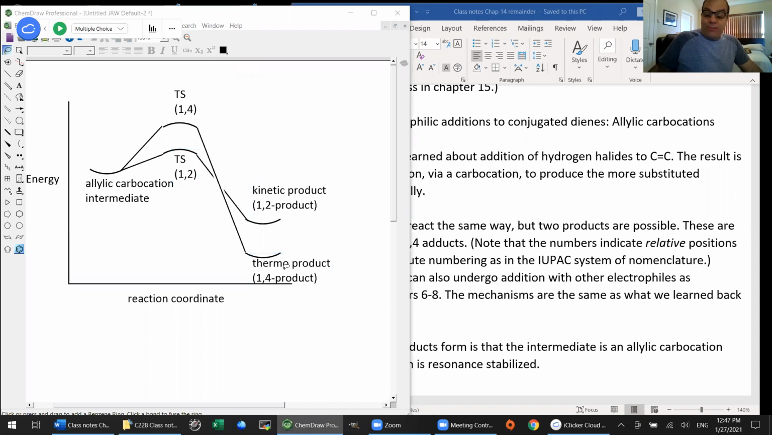And likewise, the thermodynamic product, being more stable, will be lower in energy than the kinetic product, but its transition state will be higher in energy than the transition state going to the kinetic product. And this is always what you see for any type of situation where there's kinetic versus thermodynamic control. So you'll always see something like this. You'll always get a kinetic product that's higher in energy but formed more quickly because you go through a lower energy transition state, versus the thermodynamic product that is more stable but is formed more slowly due to having to go over a higher energy barrier.